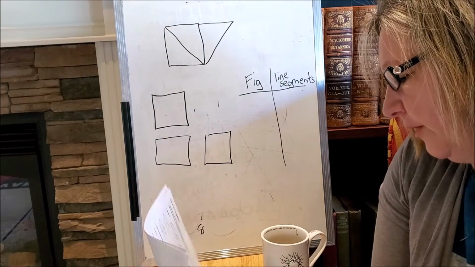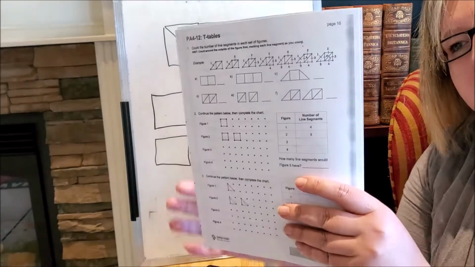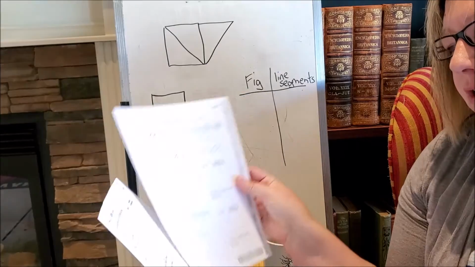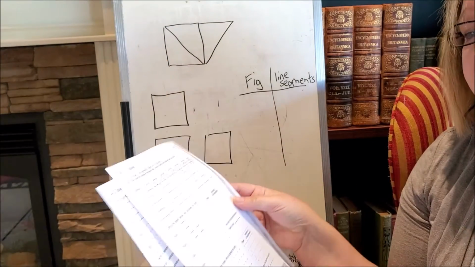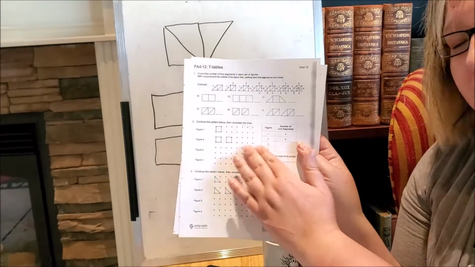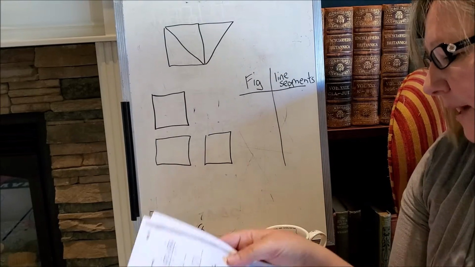Okay, today we are continuing on with t-tables. This is your sheets for today. You are going to do both sides. There's not many questions. That's 5 questions. It's just continuing on a pattern here and then figuring out the number of line segments in each pattern.